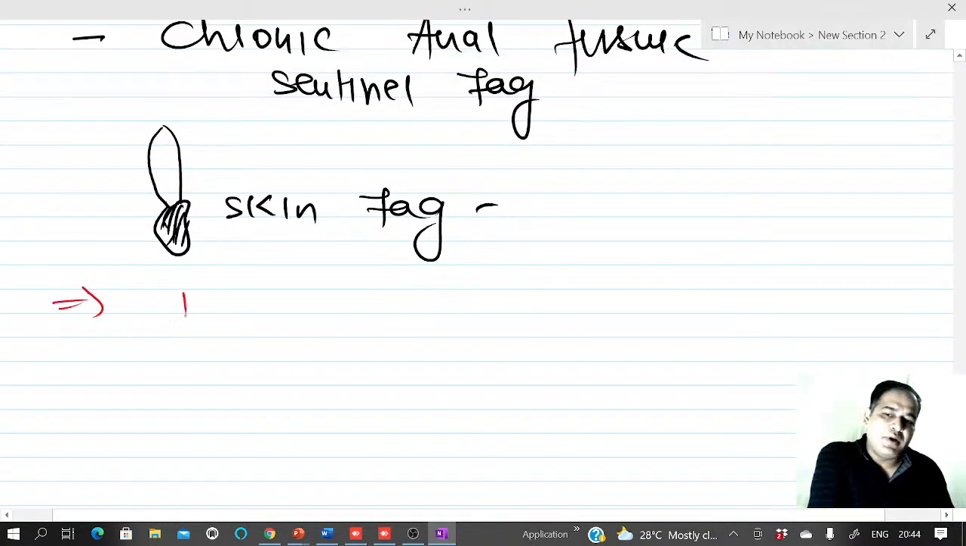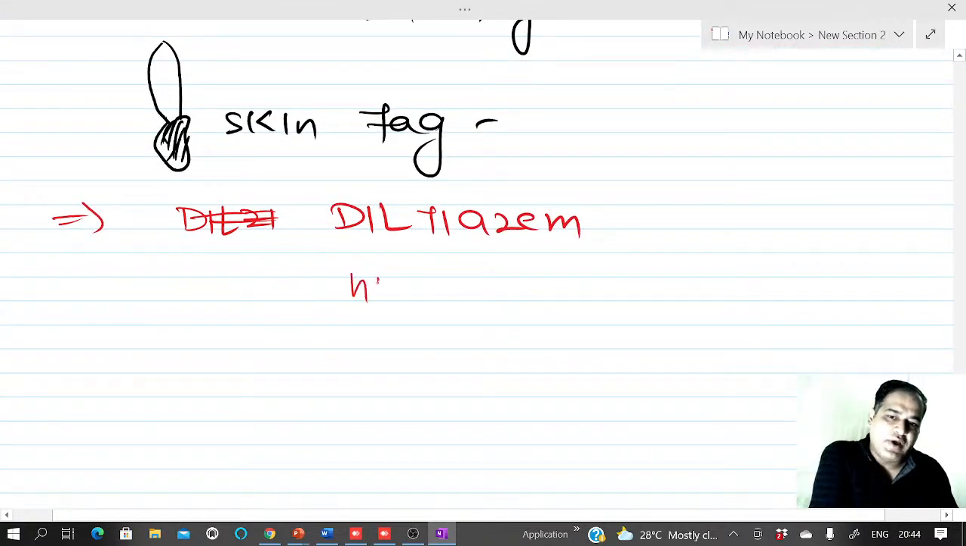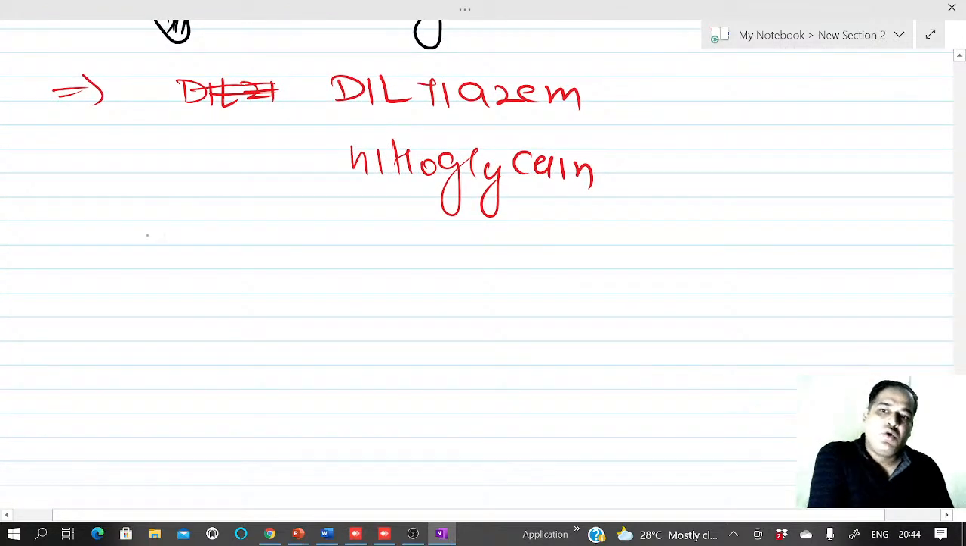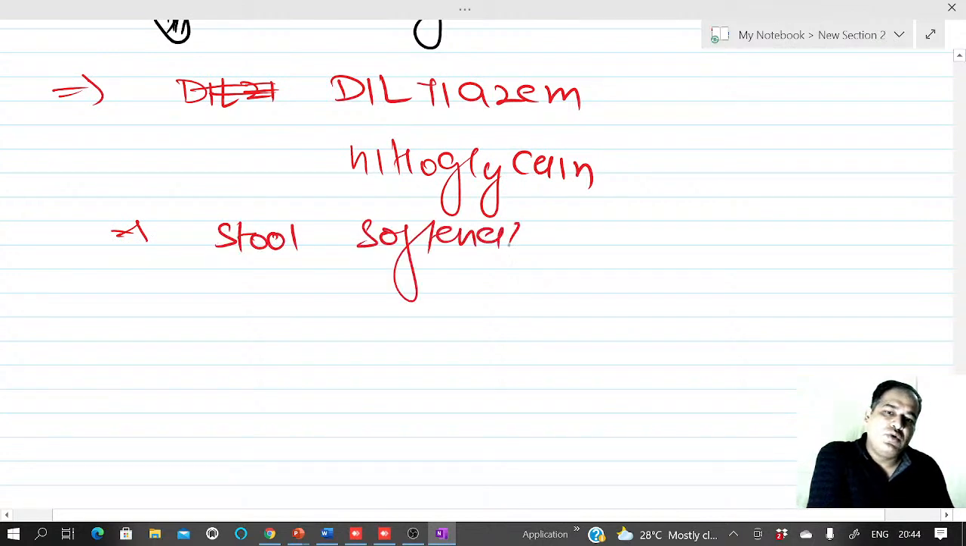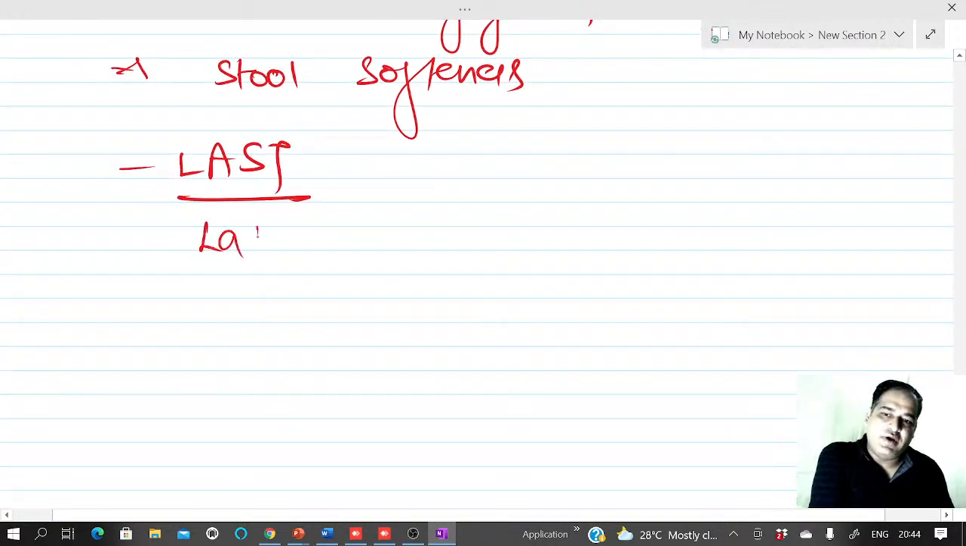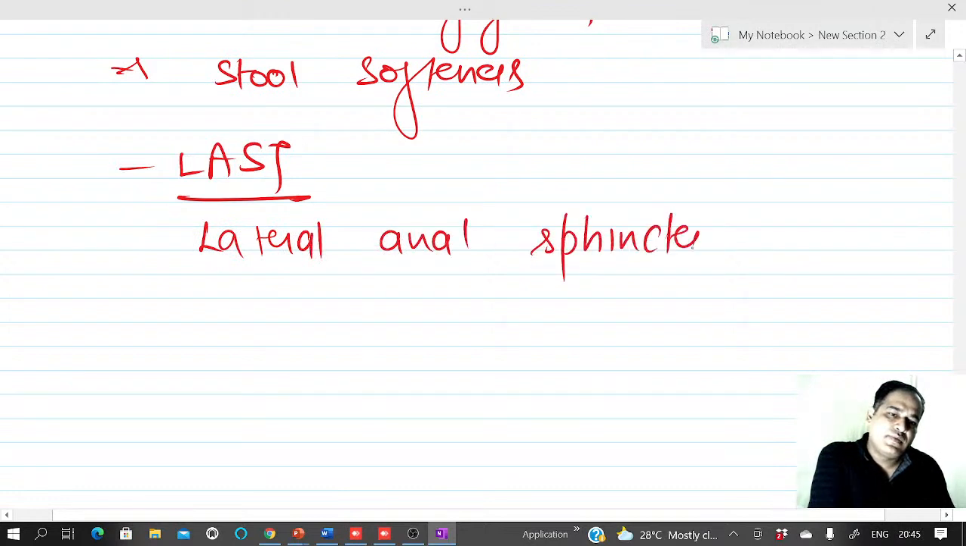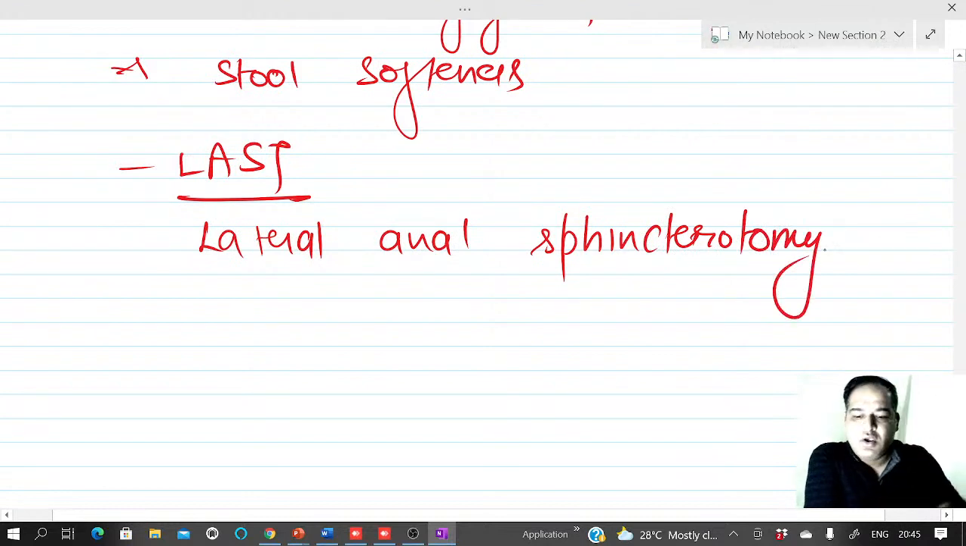Fine. So what is the treatment? Either you can use calcium channel blocker creams, for example diltiazem. Fine. You can use nitroglycerin gel locally. Fine. You might want to give your patient stool softeners. Fine. What is the surgical treatment? Surgical treatment is lateral anal sphincterotomy. That will cause relaxation of the sphincter.